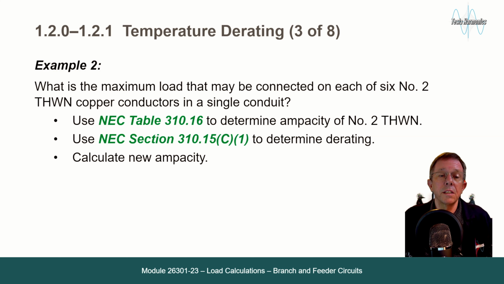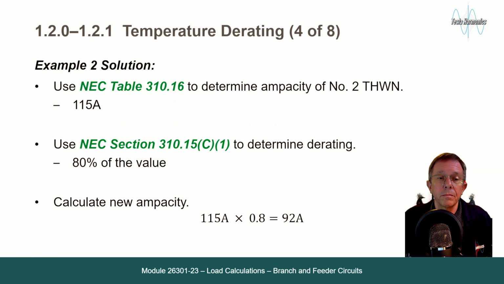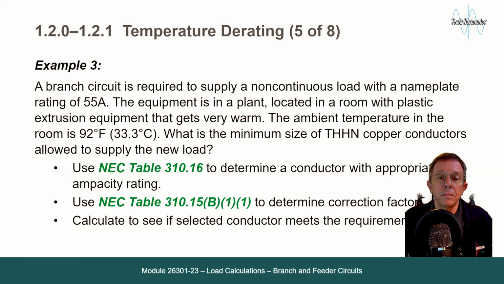We will use NEC section 310.15(C)(1) to determine the derating, and then we will calculate the new ampacity. Use NEC Table 310.16 to determine the ampacity of number 2 THWN, which is 115 amps. Use NEC section 310.15(C)(1) to determine the derating, which will be 80% of the value. Calculate the new ampacity: 115 amps times 0.8 equals 92 amps.